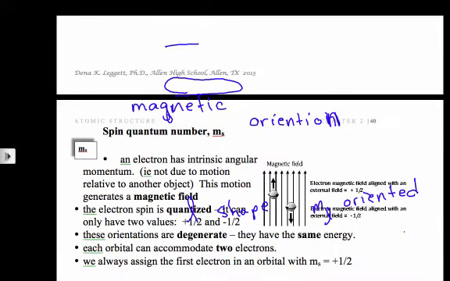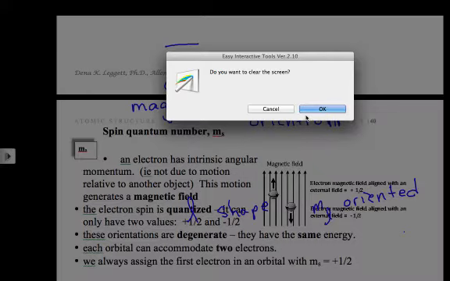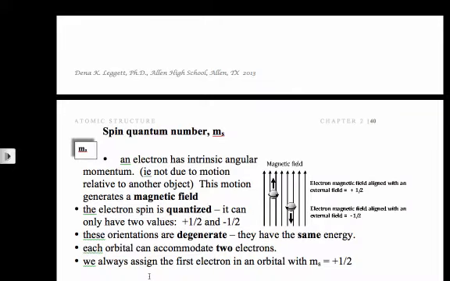Nope, I don't want to talk about the spin quantum number. So let's go ahead and hop to the website that we have here. Okay.